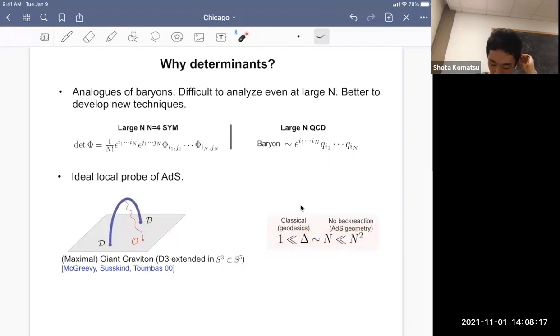This means that the wave function of the determinant operator is very much localized in AdS. It goes along the geodesics, and it behaves like a classical particle. However, because N is much smaller than N squared, it's not heavy enough to back react the geometry. In this sense, if we want to analyze geometric features of the AdS spacetime, the determinant operator can provide a very nice probe. By the way, this particular determinant operator that we study here is what's called a giant graviton, discussed in this paper, for instance.